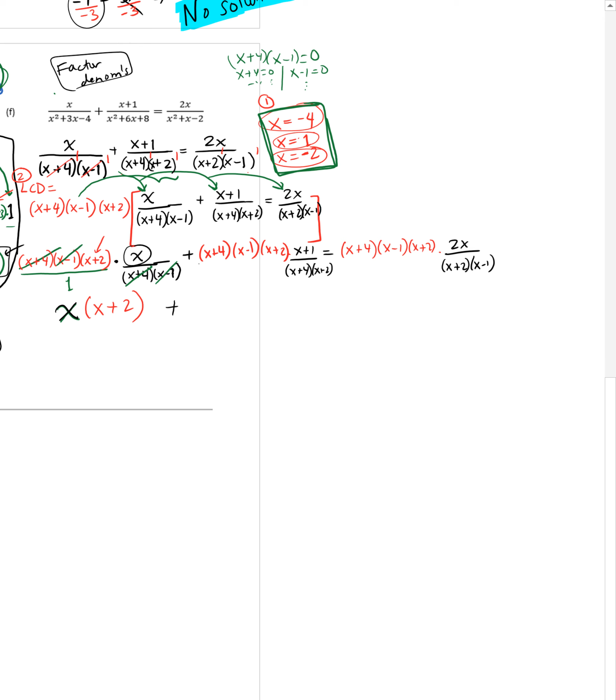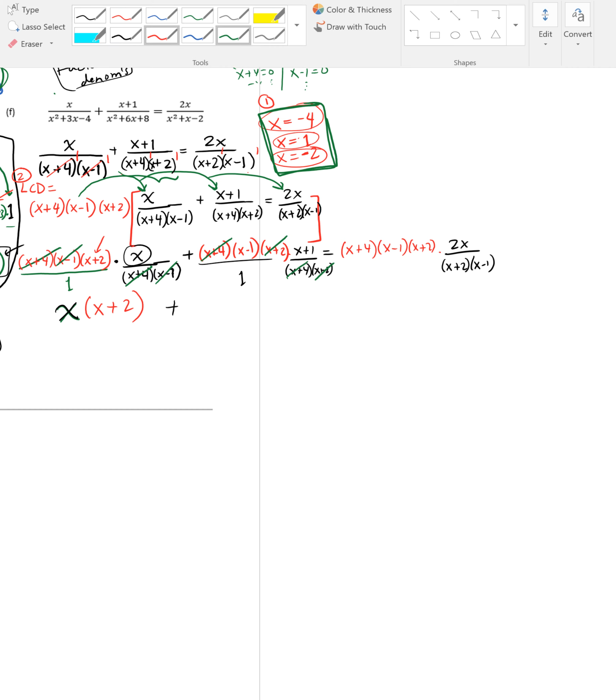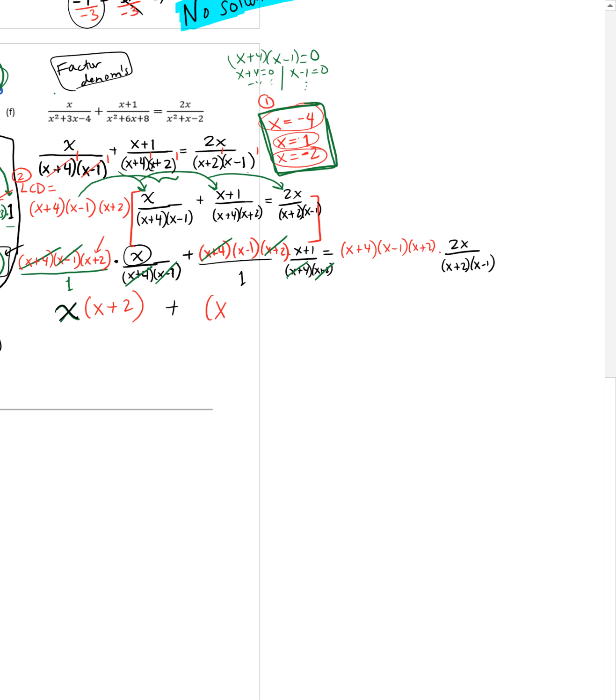Alright, how about the second one? Now I'm going to put this over 1 as well. And I notice the x plus 4s cancel, and then the x plus 2s cancel. But you're left with the x minus 1 factor from the LCD times the x plus 1 that was in the numerator. Alright, how about the last one?